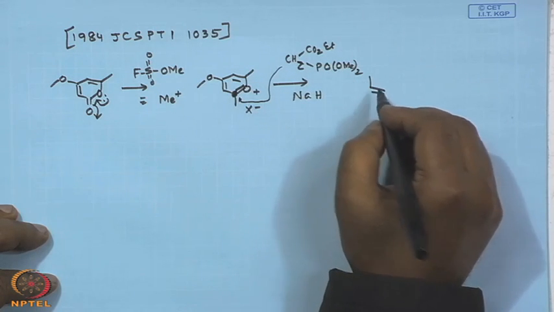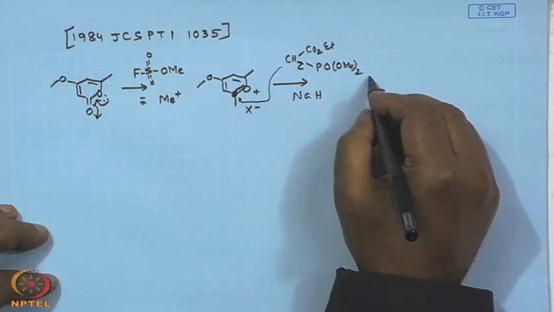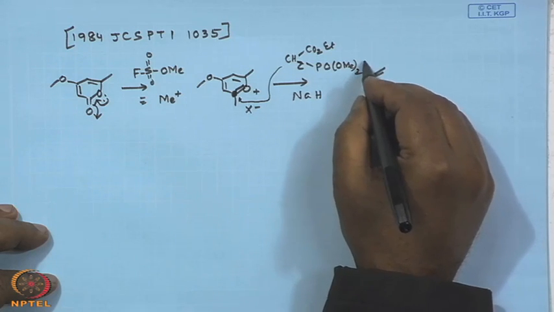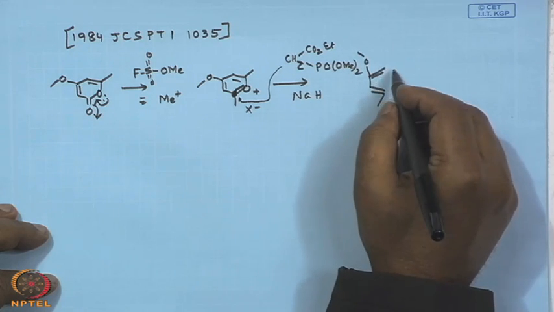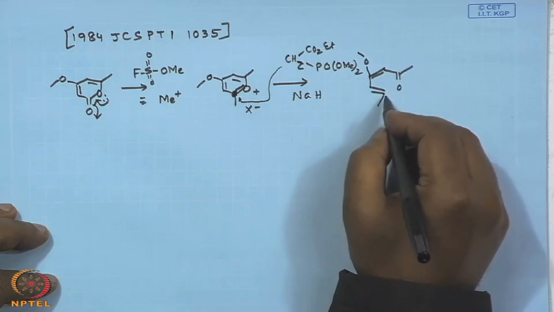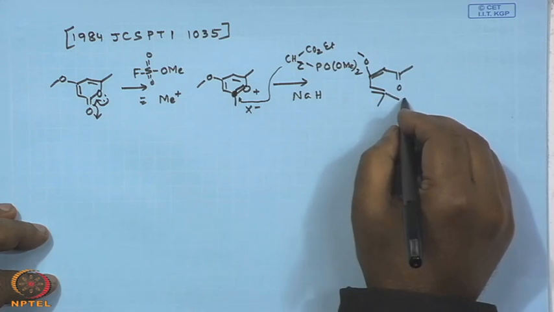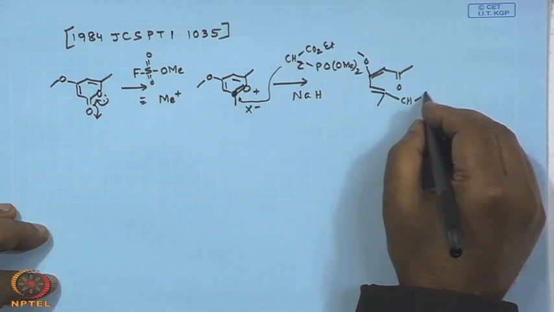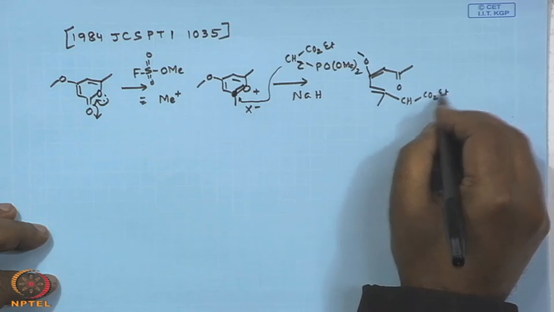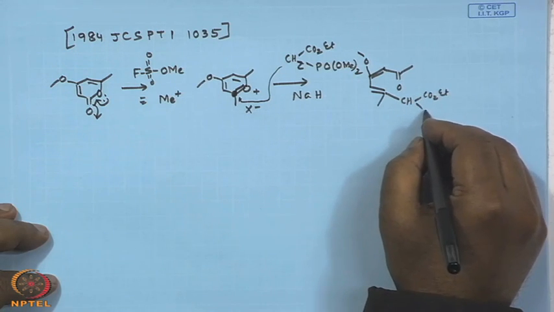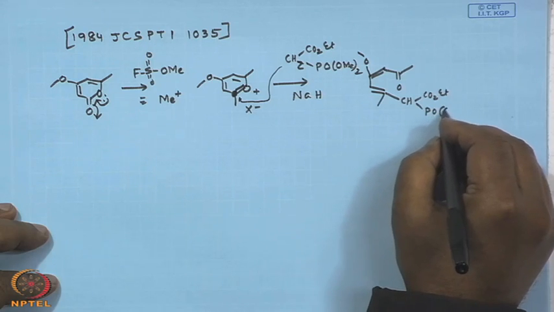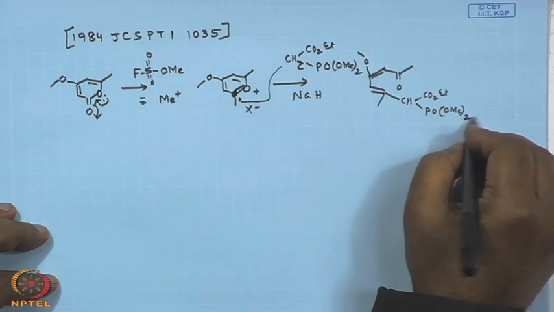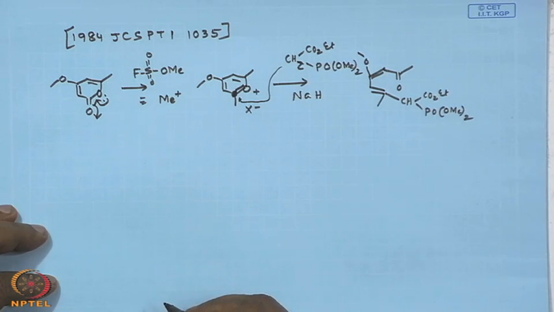You will get this methyl here, carbonyl, and then here what you will have is CH, right, then this ester group, and then you have this phosphonate. So, basically a simple nucleophilic substitution reaction. What next?